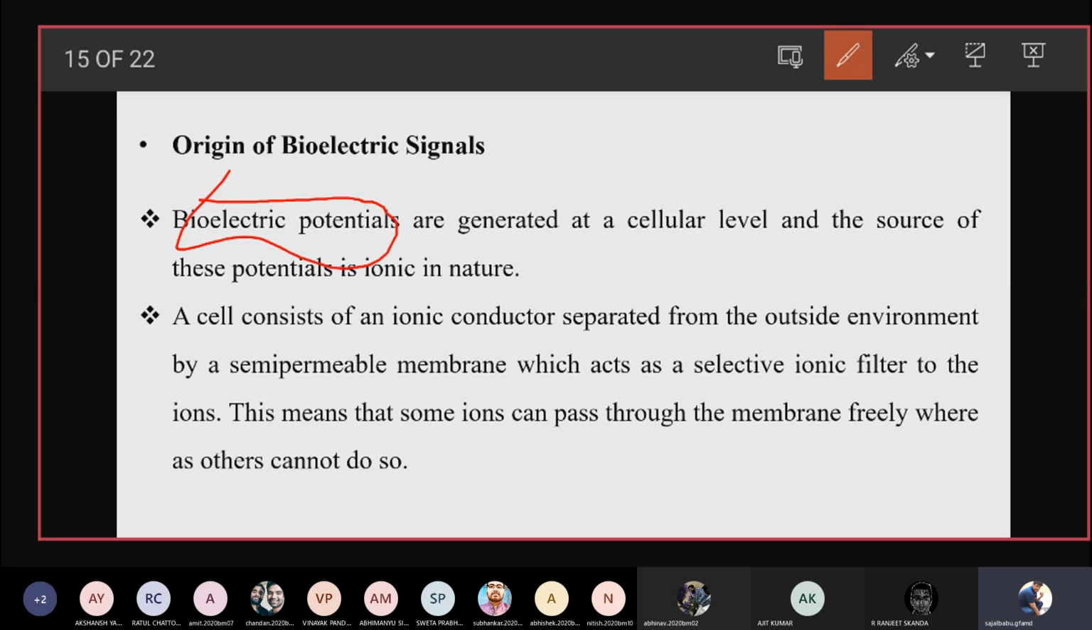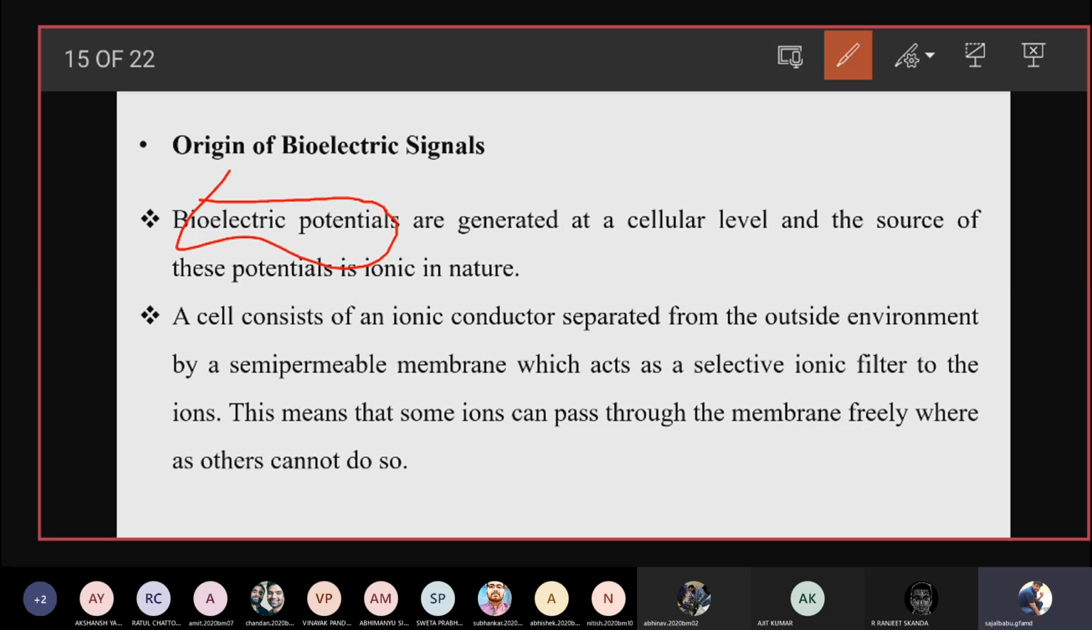Cellular means at your cell. The smallest part of your tissue will be the cell, and then a group of cells will form tissues, and then your organ, and then organism, and then human being, right? So the smallest part of your body is your cell, and the generation will happen at your cellular level, because of the ionic nature of these cells.